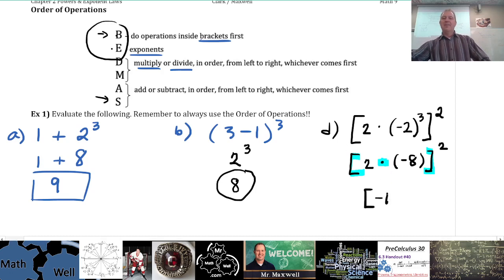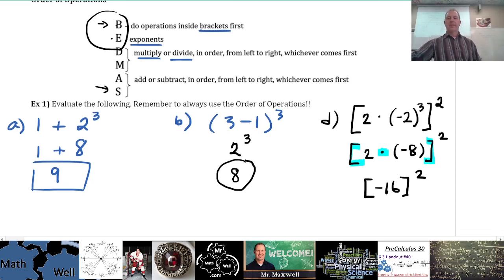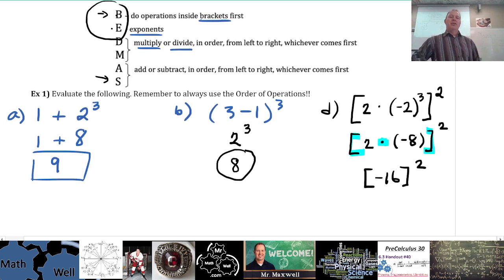It is negative 16. Okay, numbers are getting big. If you want to change those square brackets to round brackets now because they're the only ones you have, that's totally fine. Okay, so we're trying not to use our calculators at all this chapter. This is a pretty big one though.